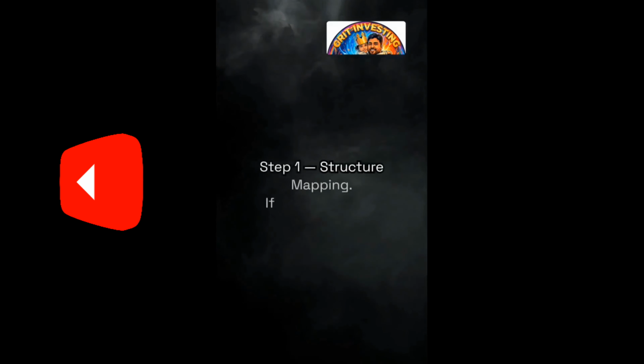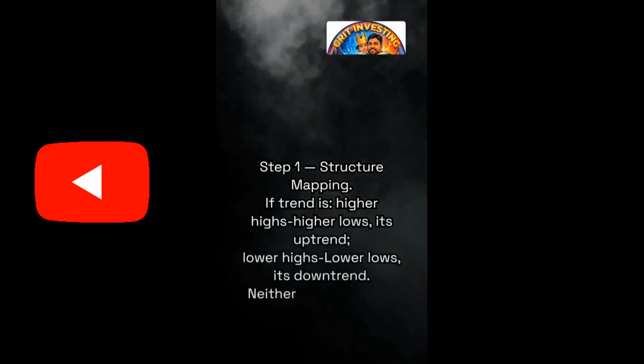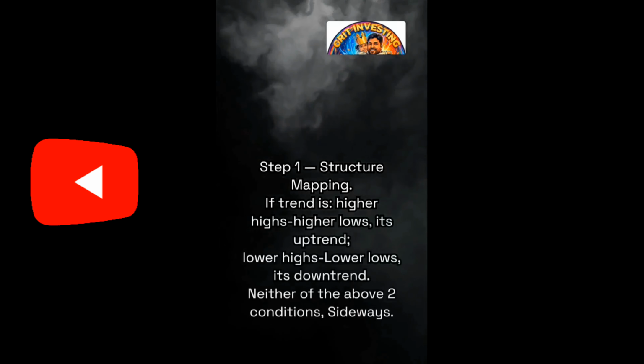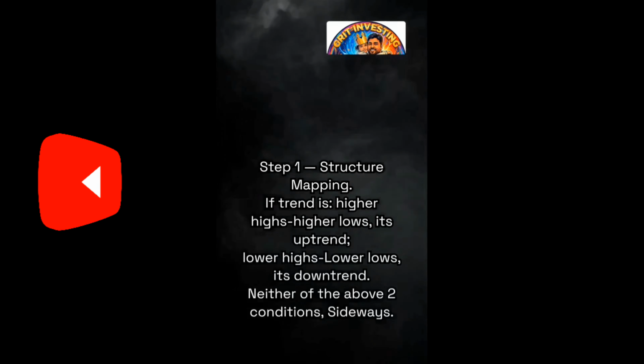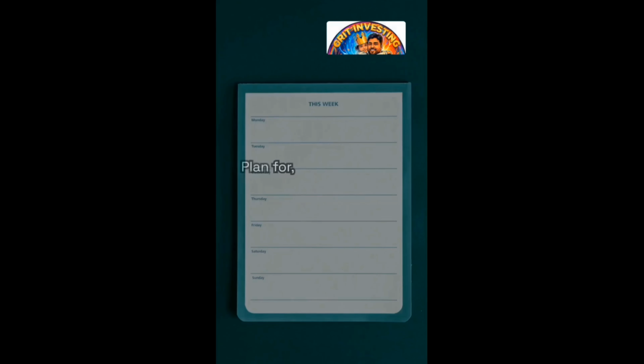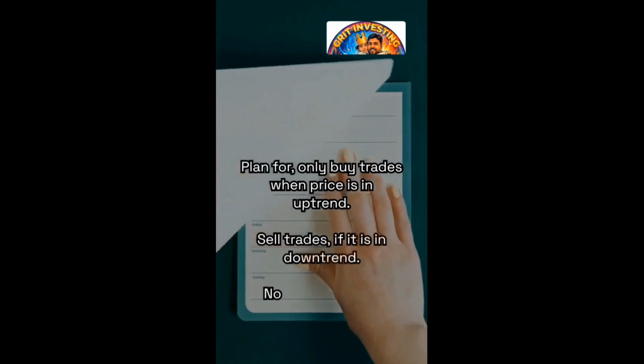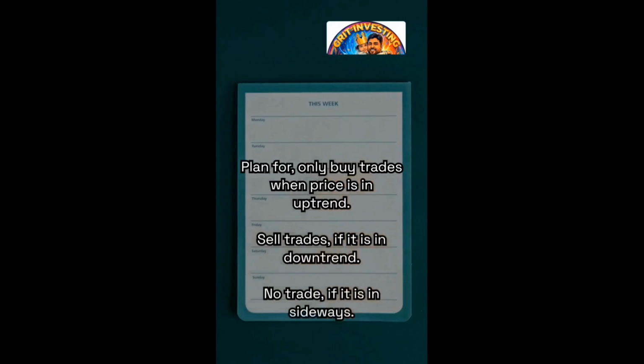Step 1. Structure mapping. If trend is higher highs, higher lows, it's uptrend. Lower highs, lower lows, it's downtrend. Neither of the above two conditions, sideways. Plan for only buy trades when price is in uptrend. Sell trades, if it is in downtrend. No trade, if it is in sideways.